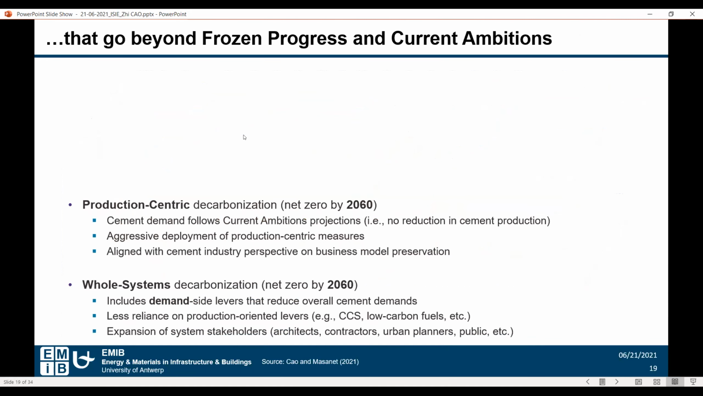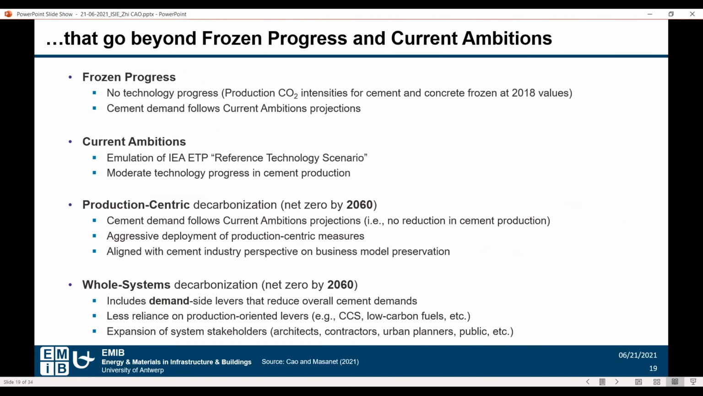And besides these 2 deep decarbonization scenarios, we also construct 2 scenarios as references, frozen progress and current ambitions. The first one assumes production CO2 intensities for cement and concrete will remain unchanged, which is kind of counterfactual. And the second one reflects the current ambitions of industries and policymakers, and the technology progress is moderate.